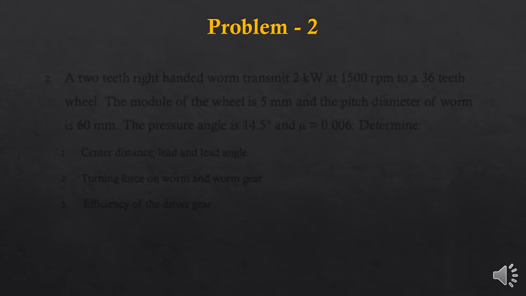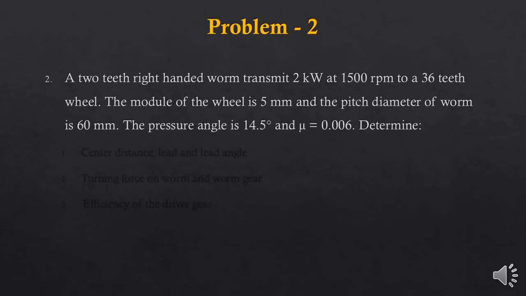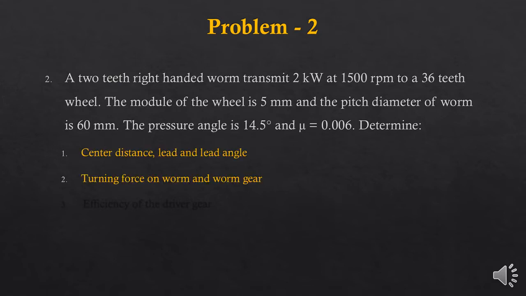Alright, so the problem statement is as follows. A two-teeth right-handed worm transmits 2 kilowatt at 1500 rpm to a 36 teeth wheel. The module of the wheel is 5 mm and the pitch diameter of worm is 60 mm. The pressure angle is 14.5 degree and coefficient of friction is 0.006. Determine center distance, lead and lead angle, turning force on worm and worm gear and efficiency of the driver gear.